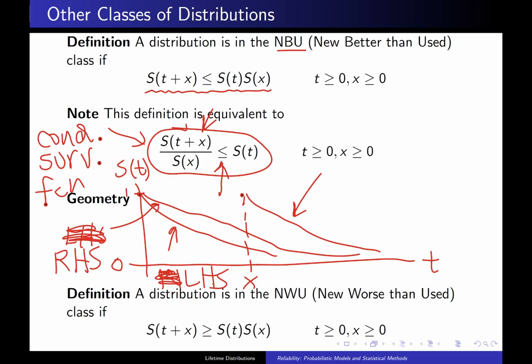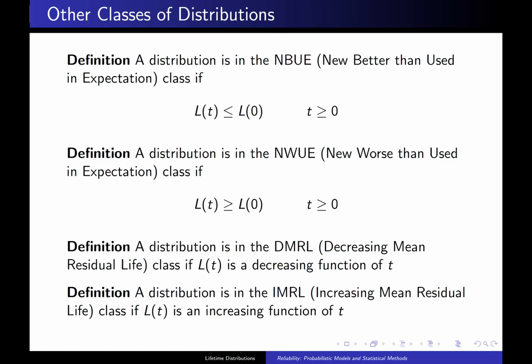There is, of course, the opposite distribution class. A distribution is in the new worse than used class if this less than or equal to in the inequality is replaced with a greater than or equal to. Finally, the last couple classes that we have, there is one called new better than used in expectation, and that is true if L of t is less than or equal to L of 0. So here is L of t to give you a little bit of the geometry.